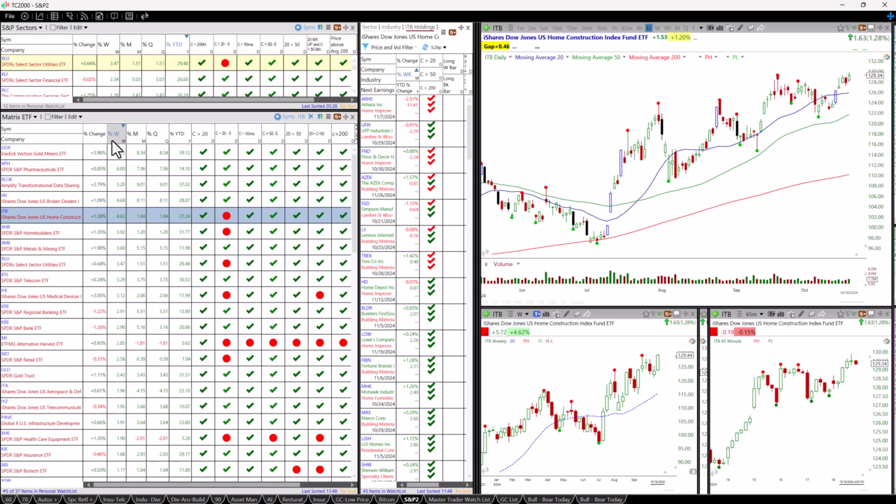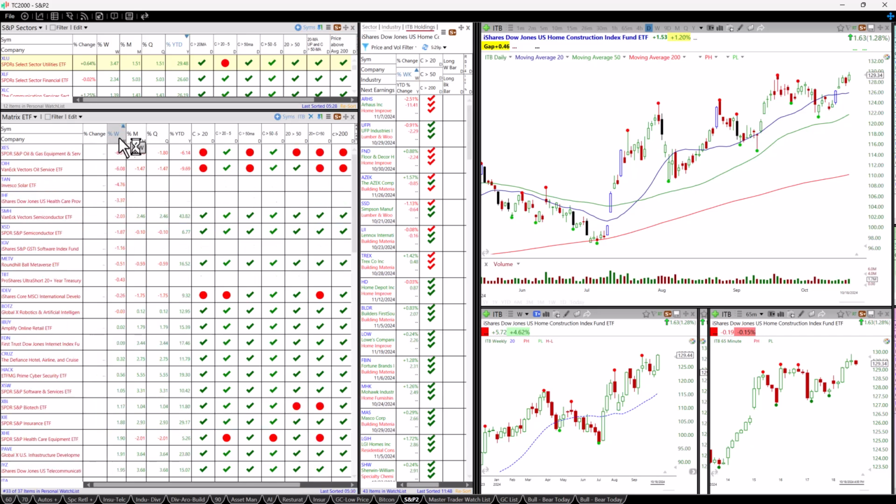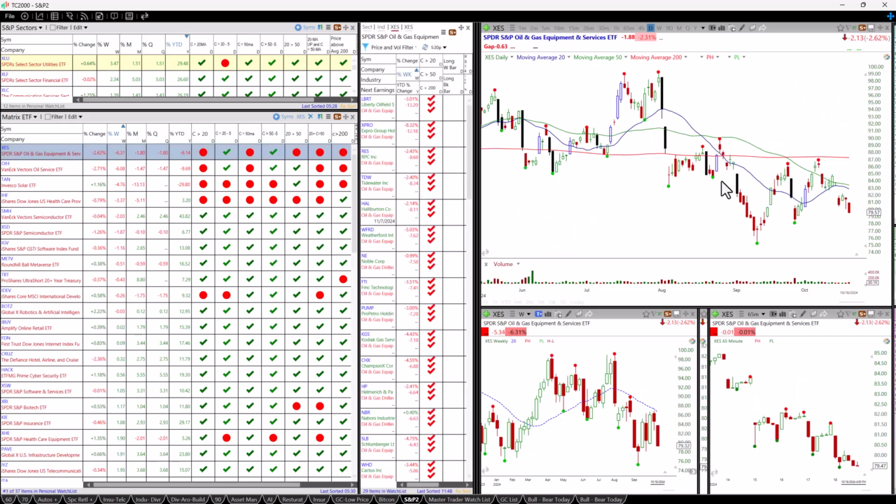So it gives us a really quick, fast way of zoning in on where the money is flowing into and out of. And if I want to see where that's flowing out of, I just flip it in the other direction and I can see oil. And oil was above the 20 a week ago. Now it's below. It was above the 50 a week ago. Now it's below. I know that corrected from one week to the next, and I see this is trending down.